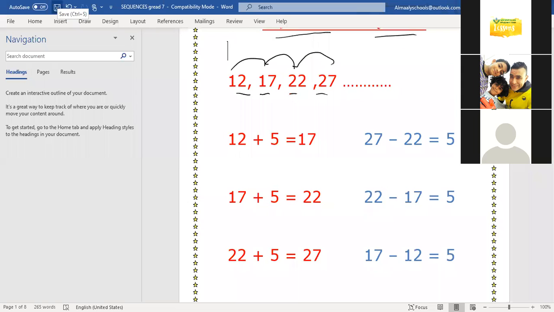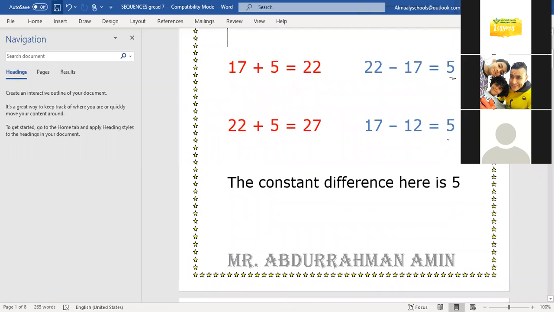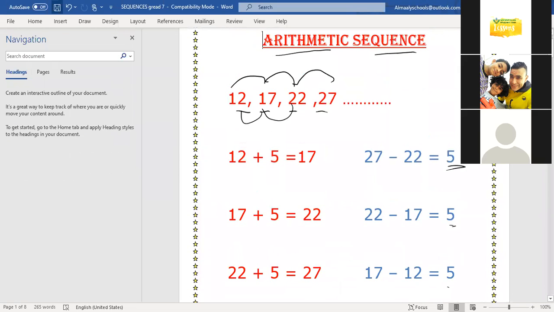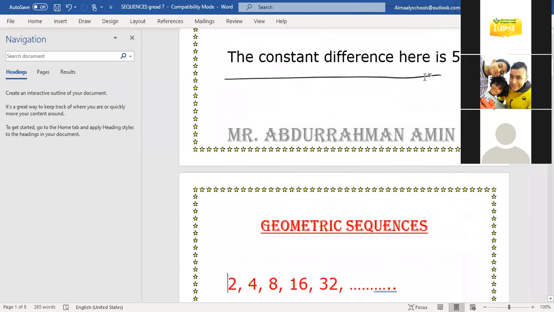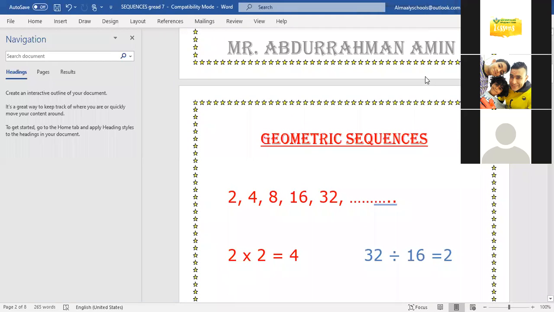Also, we can find the difference between any term and the previous one. 27 minus 22 equals 5. 22 minus 17 equals 5. And 17 minus 12 equals 5. So the constant difference here is 5. If we have a constant difference, we will name it arithmetic sequence.